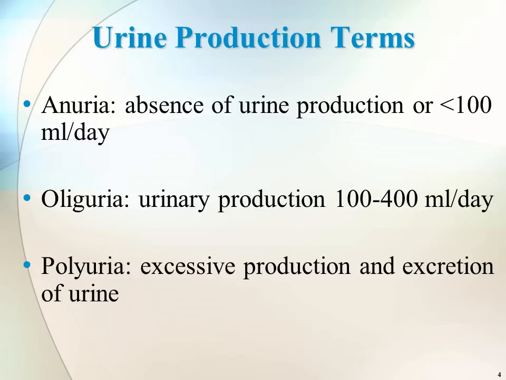Let's talk about some terminology that you should know. Anuria, no urine production, or by definition less than 100 mLs per day. Oliguria, 100 to 400 mLs per day. And polyuria, excessive production and excretion of urine. Terms that you should be familiar with.